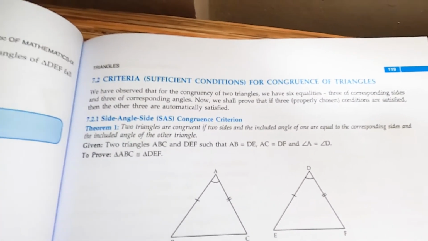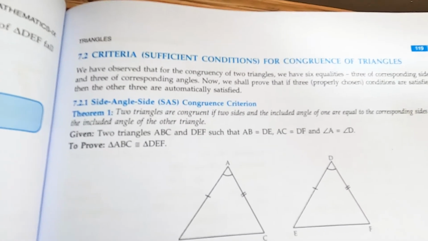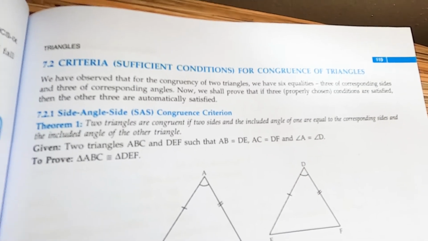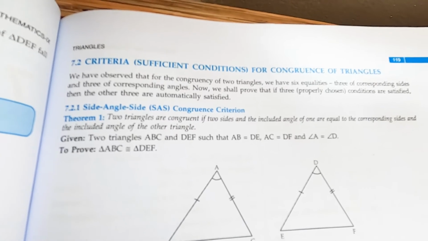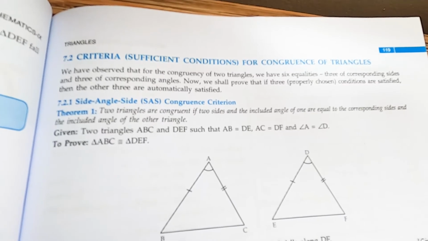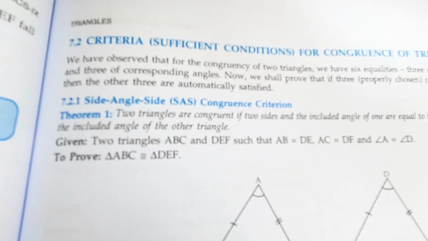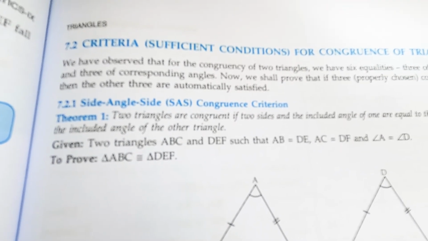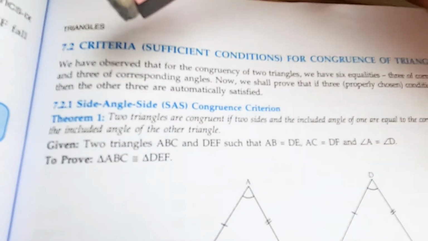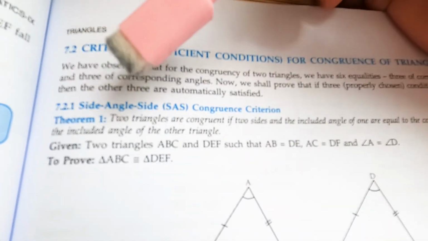Now we will be starting with a very important topic, that is criteria or conditions for congruence of triangles. These are basically like formulas which will enable us to solve the problems in the upcoming exercise. The first condition that we will be discussing is the SAS congruence criteria. This one is very simple. SAS simply means side, angle, side.